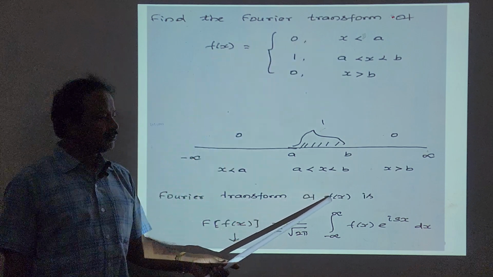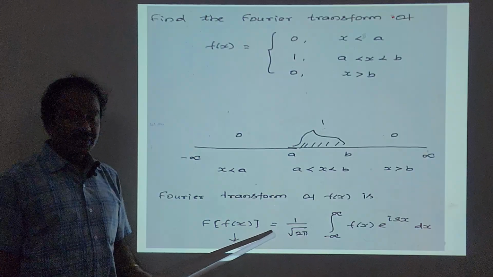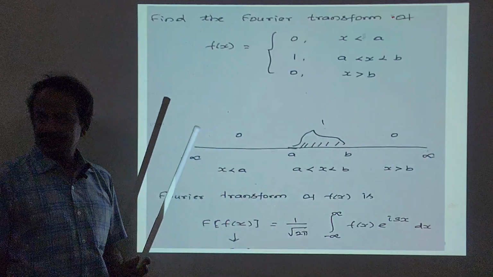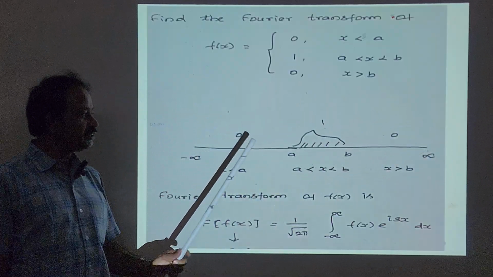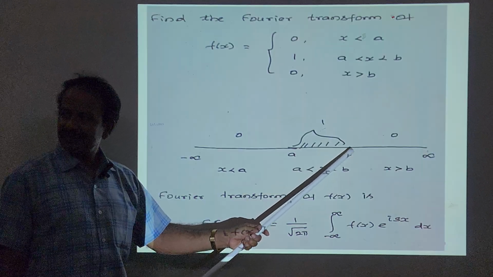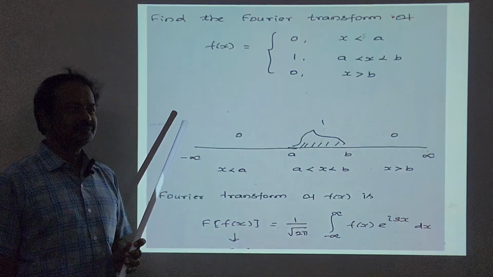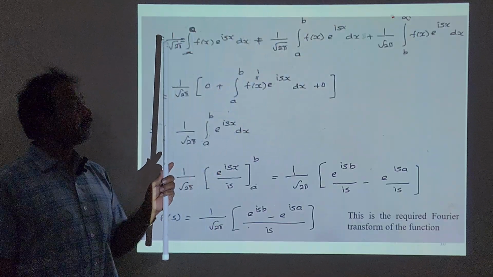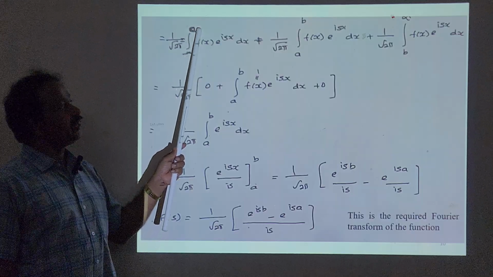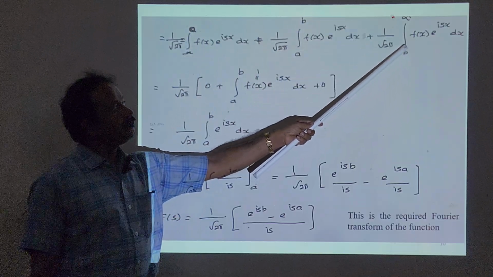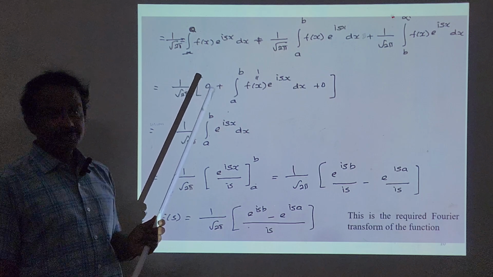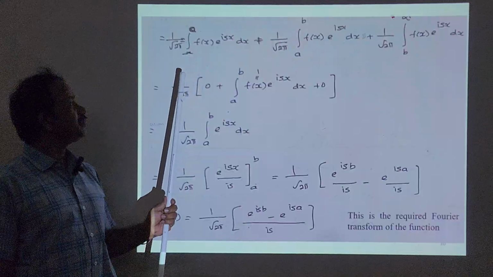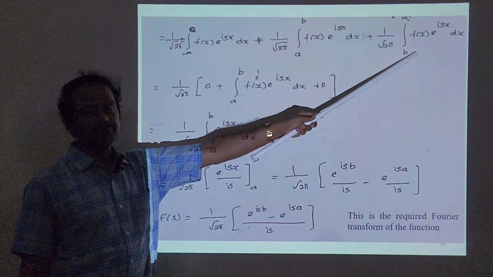Now the Fourier transform of f of s is given by this formula. We know already, minus infinity to plus infinity. But there are 3 limits: minus infinity to a, a to b, and b to infinity. So we can make it into 3 limits like this, with the same formula. Is it okay? Now what's given here? On both sides the answer is 0. So this will become 0. That one also will become 0.